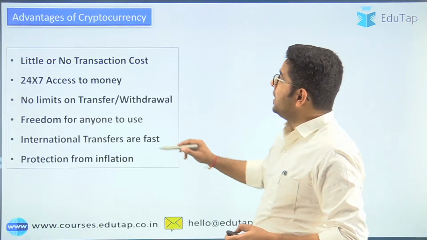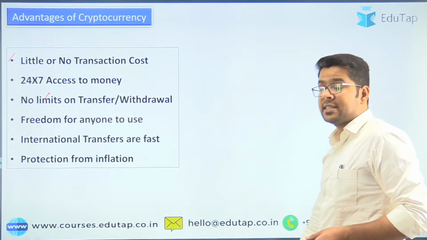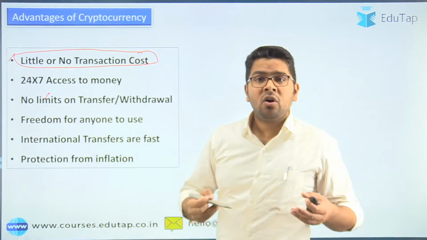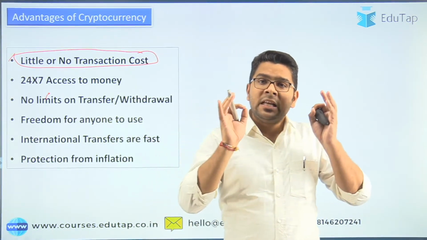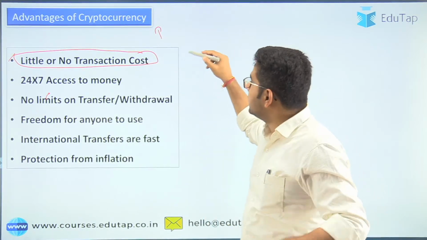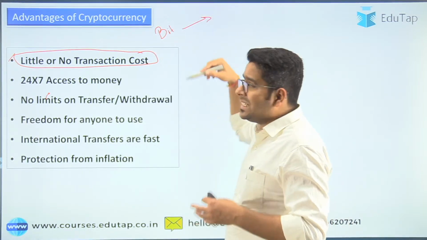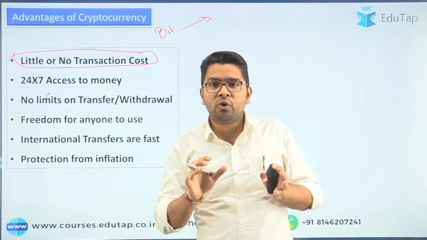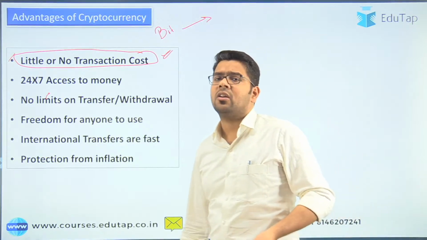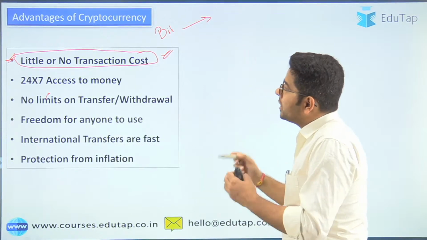Okay, so now coming to the advantages of cryptocurrency. The first advantage is little or no transaction cost. It is just simple. You need to have some bitcoins. Let us take the example of Bitcoin as a cryptocurrency. If you have some bitcoins in your account, you just directly put where you are transferring it, and very simple, you can do it. No transaction cost at all. So one of the advantages of cryptocurrency is no transaction cost.